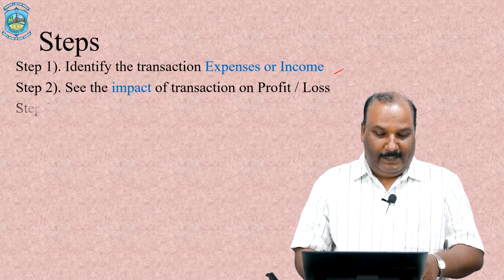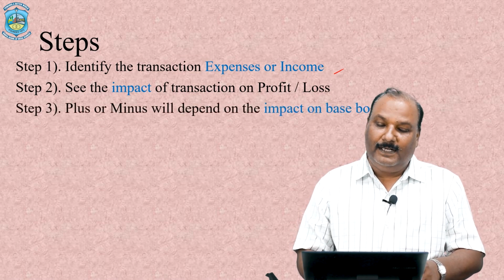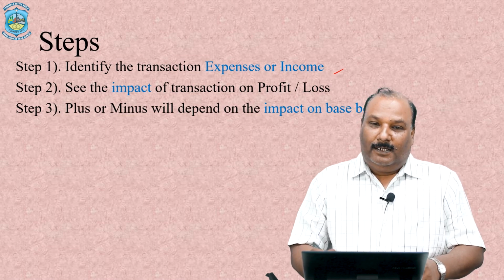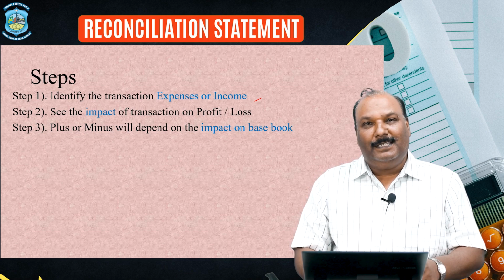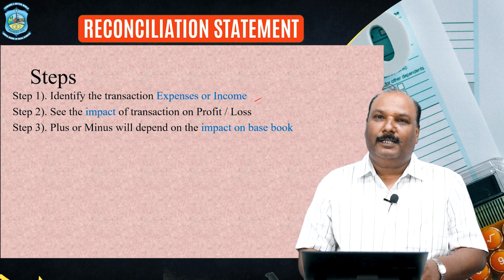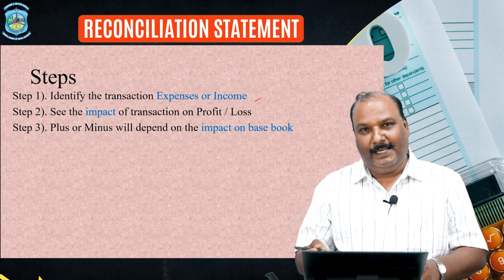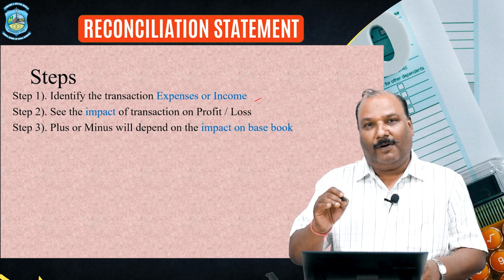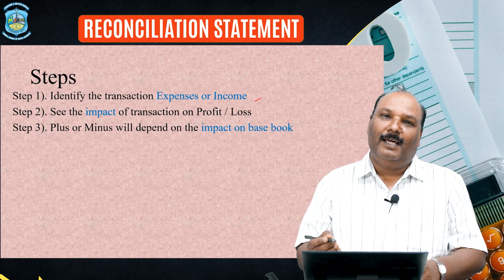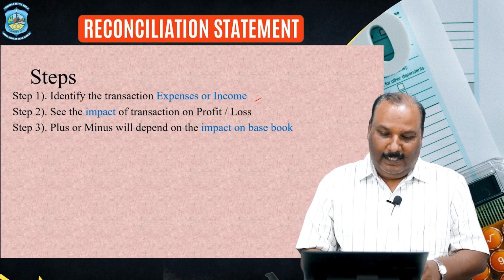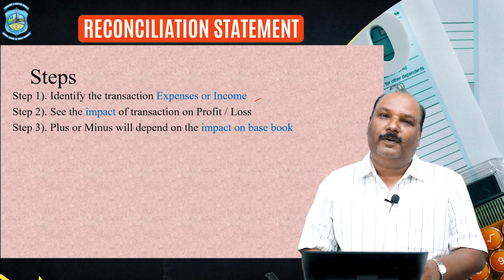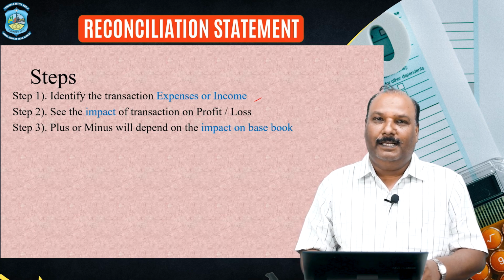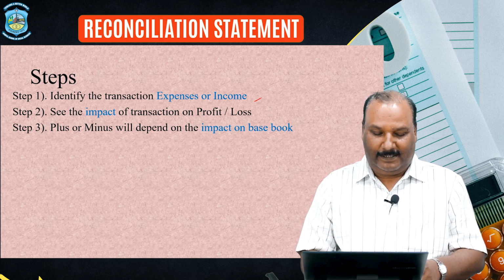The final step is that plus or minus will depend on the impact on the base book. If the transaction is an expense by nature, the profit will decrease and the impact will be on the base book, meaning profit will decrease, so we will have to minus that transaction. If it is income, the profit of the base book will increase, so we will have to plus that transaction.